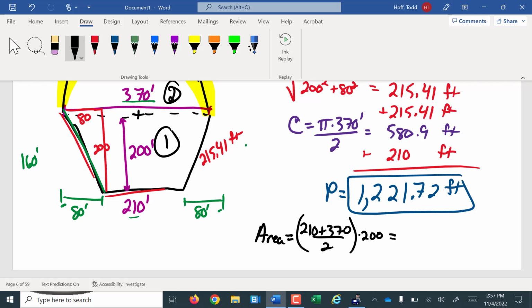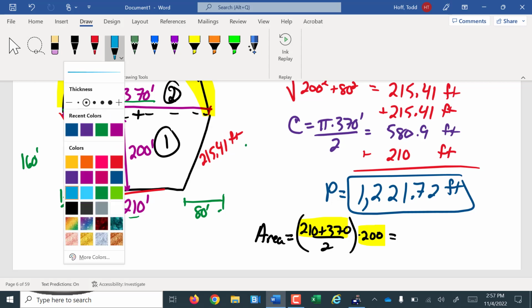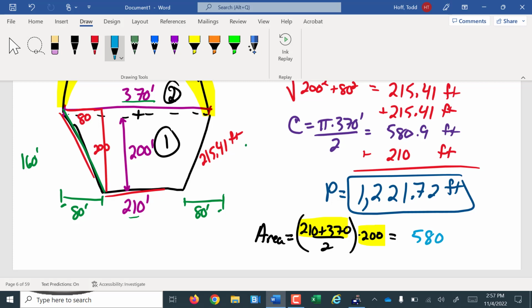So now here, rather than adding these together and dividing it by 2, I'd divide the 200 by 2 to get 100 just because it makes the calculation easier. We talked about those patterns to make calculations easy. That's one of them. So what do we get? 580 times 100 is 58,000 square feet for the trapezoid.